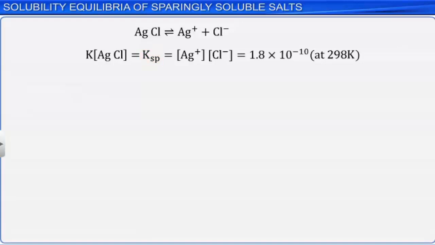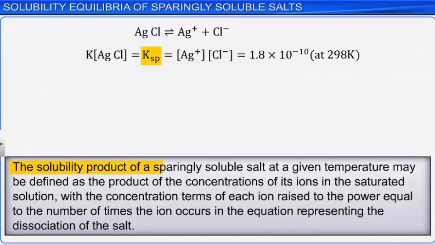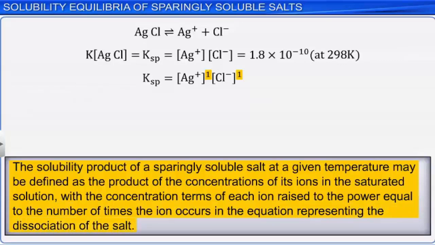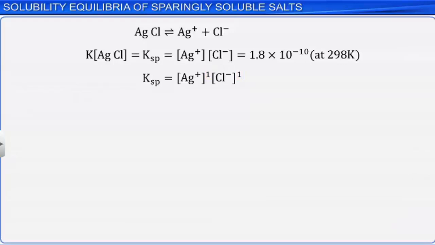The experimental value of Ksp for silver chloride at 298 Kelvin is equal to 1.8 multiplied by 10 to the power of minus 10. This means that in a saturated solution of silver chloride, the product of the concentration of silver ions and chloride ions is equal to the solubility product Ksp of silver chloride. The solubility product of a sparingly soluble salt at a given temperature may be defined as the product of the concentrations of its ions in the saturated solution, with the concentration terms of each ion raised to the power equal to the number of times the ion occurs in the equation representing the dissociation of the salt.